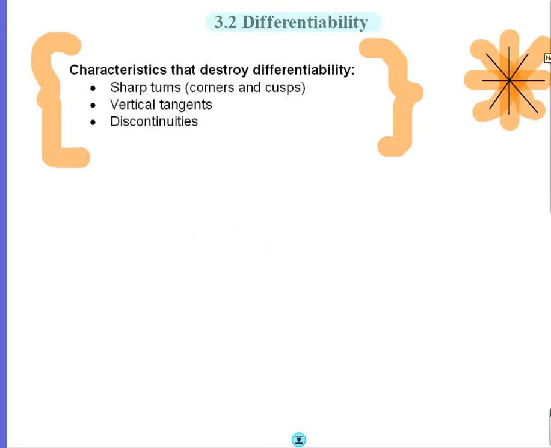Okay, so here are some characteristics that destroy differentiability: sharp turns like corners and cusps that we just talked about, vertical tangents, and discontinuities. Very important. That's why it's all pretty and orange.